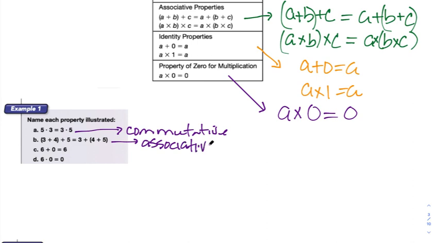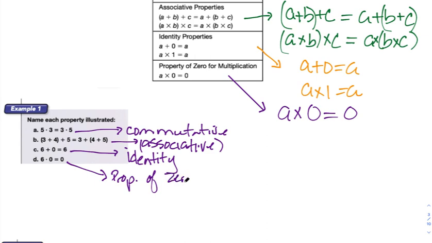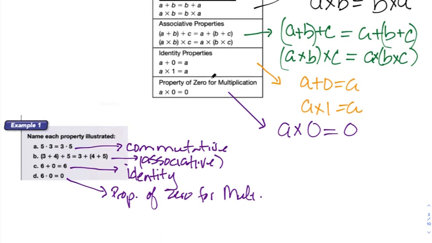Associative. Okay. Here we have 6 plus 0 equals 6. We have the identity here. We have 6 kind of looking in the 0 mirror, and we get 6 back. So this is the identity property. And here, 6 times 0, it doesn't matter what we're multiplying by 0, we get 0. This is the property of 0 for multiplication. I'm going to put prop of 0 for multiplication. All right, so we're going to be asked to do that. So that's going to help you get more familiar with these properties.